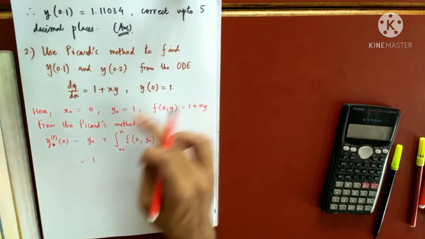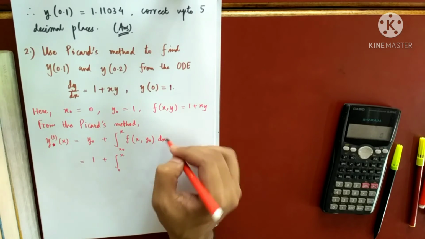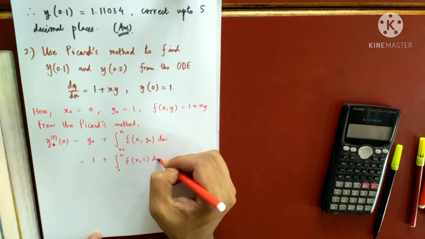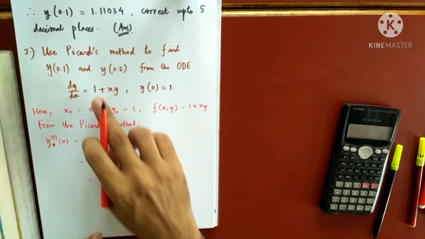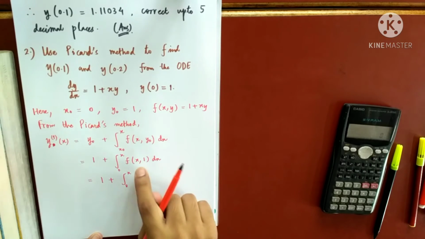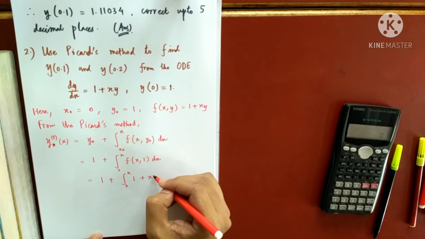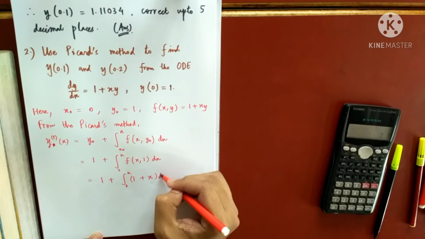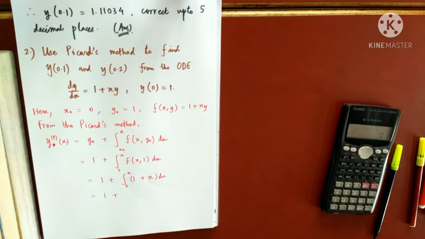So the first iteration. y0 is just a number, y0 is 1. The integral is from x0 = 0 to x of f(x, y0), that is f(x, 1). What is the function? The function is 1 + xy, so 1 + x times y. x into 1 is x. So the function is 1 + x. We have to just integrate this, so let's quickly integrate this.